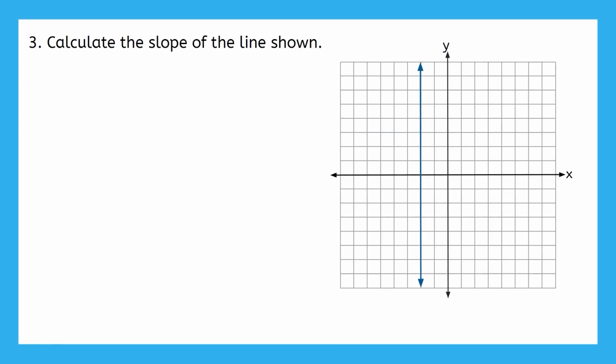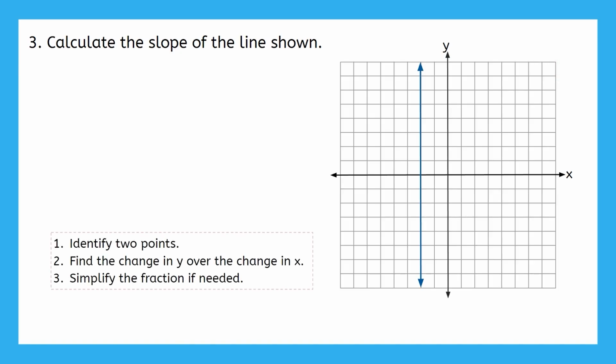One more example to try. Can you find the slope of this vertical line? Pause the video and try it without me. All right, let's see. Pick 2 points. Any 2 points, ideally on the grid marks, like these two, so there's no decimals involved.